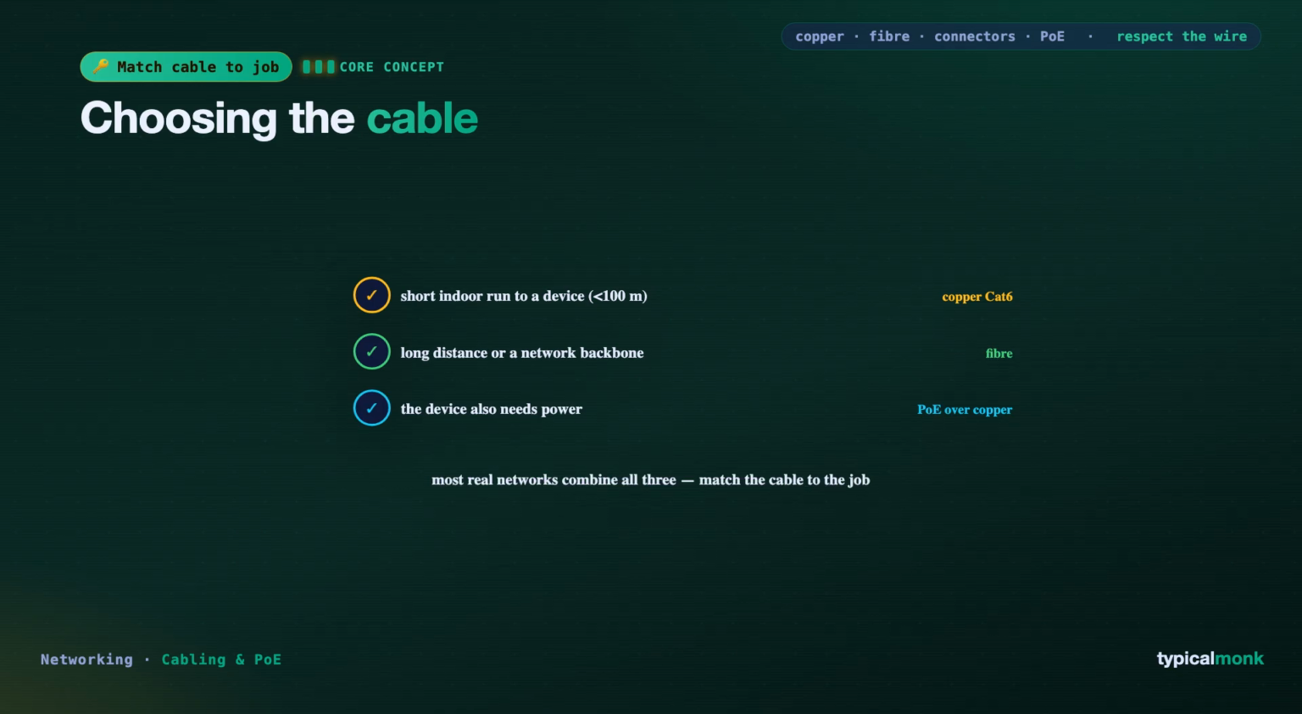And when the device also needs power, a camera, a wireless access point, an IP phone, use PoE over copper. So one cable delivers both data and electricity, and you avoid running a separate power line. Match the cable to the job. Copper for short device runs, fiber for distance and backbones, PoE when power must travel with the data.